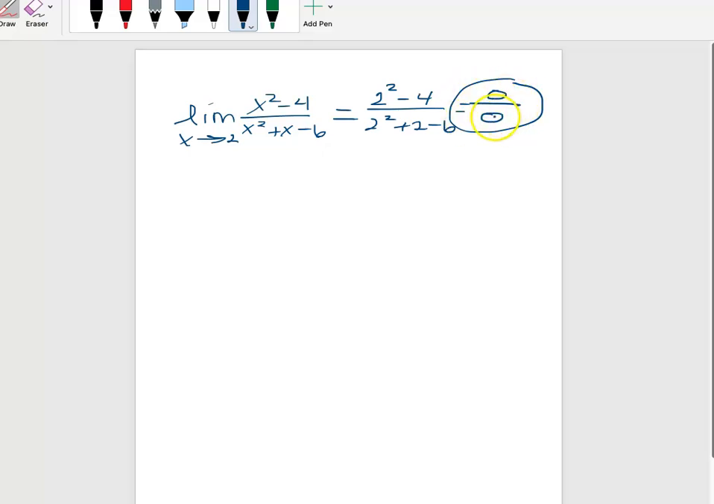I'm not sure what this answer is. Could be 0, could be 1, could be undefined, could be something else. So this doesn't help me at all. So usually you try substitution first. That didn't work. All right.